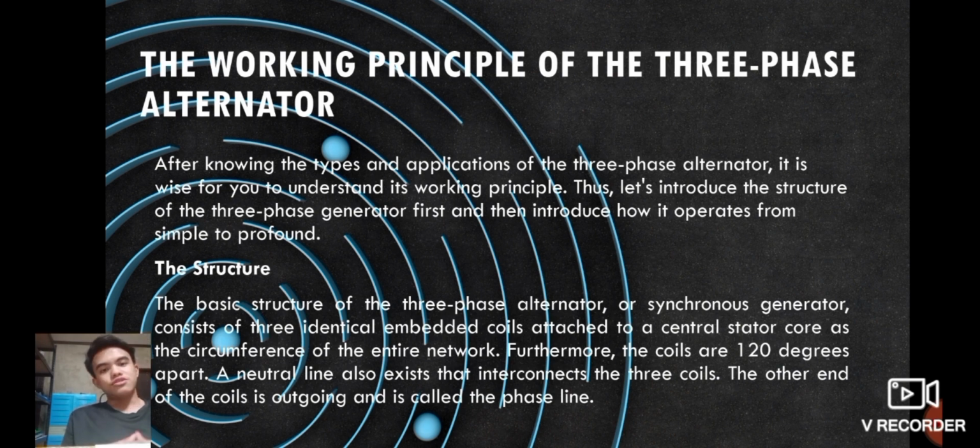So, the structure. The basic structure of the three-phase alternator, or synchronous generator, consists of three identical embedded coils attached to a central stator core at the circumference of the entire network. Furthermore, the coils are 120 degrees apart. A neutral line also exists that interconnects the three coils. The other end of the coils is outgoing and is called the phase line.